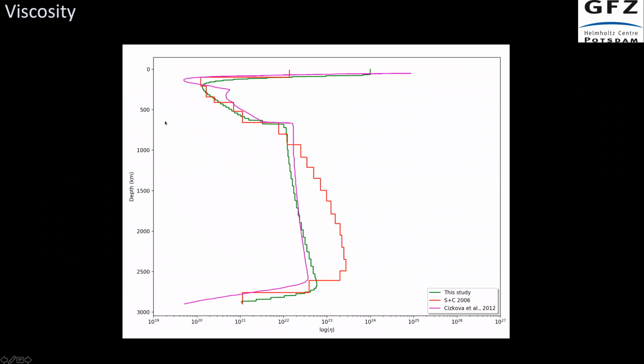Here I'm showing you viscosity, so depth with the log of viscosity, and you can see our profile here in green is somewhere in between the profiles of Čížková et al. 2012 in pink, and also Steinberger and Calderwood in 2006 in this red line here. So we've actually set the minimum viscosity to 10^20 and the maximum to 10^24, because we are struggling with convergence if we increase this range.